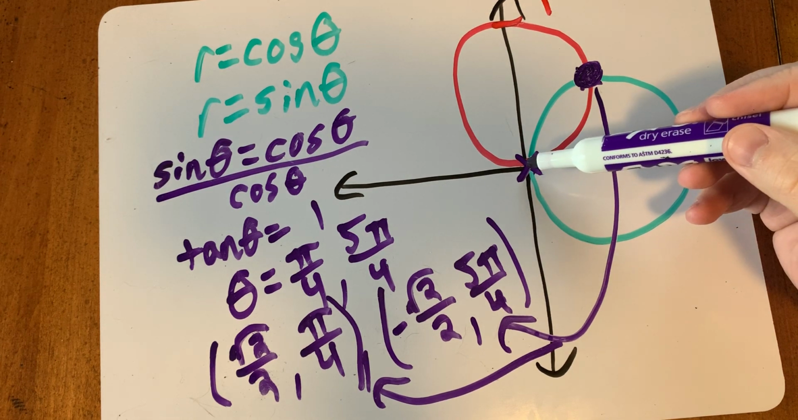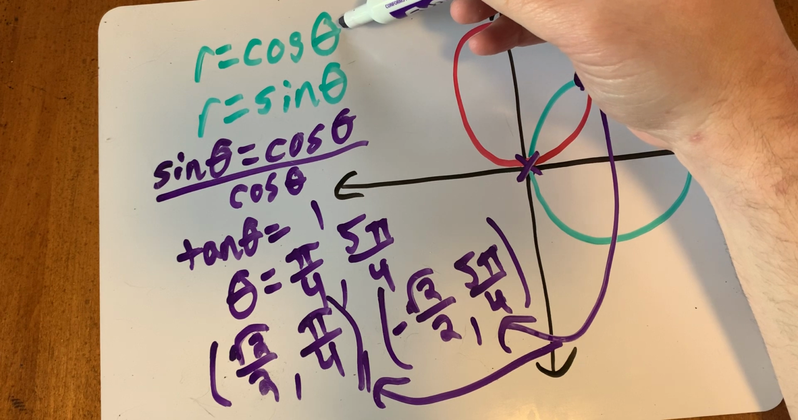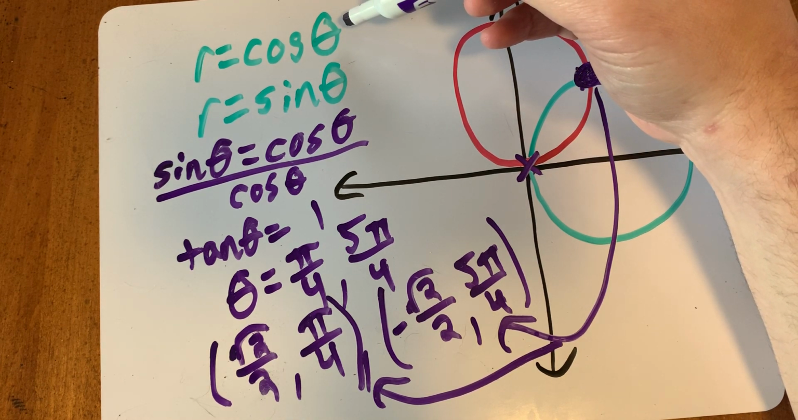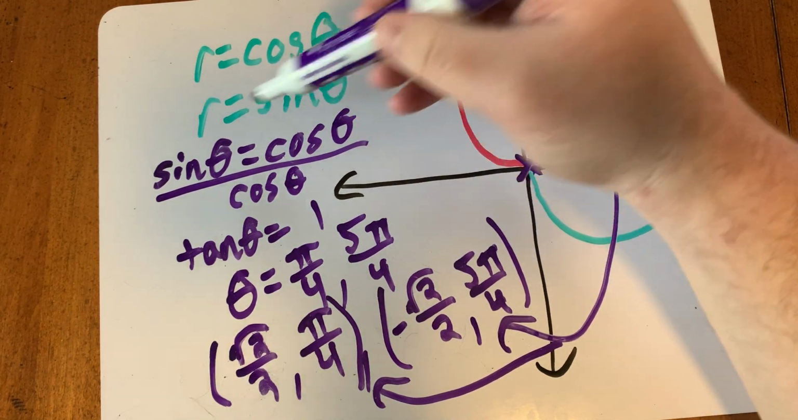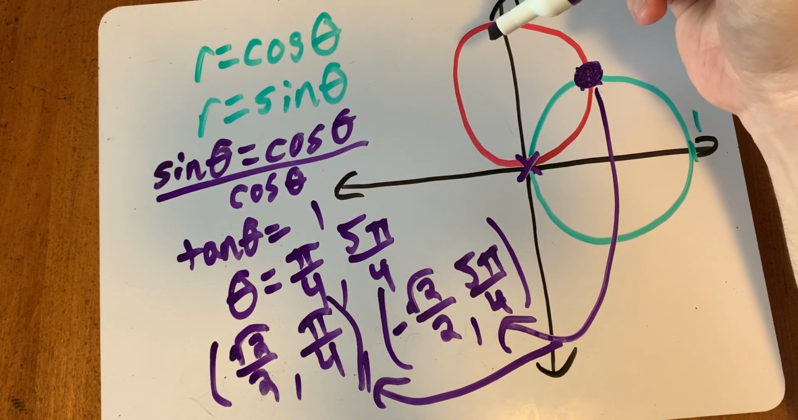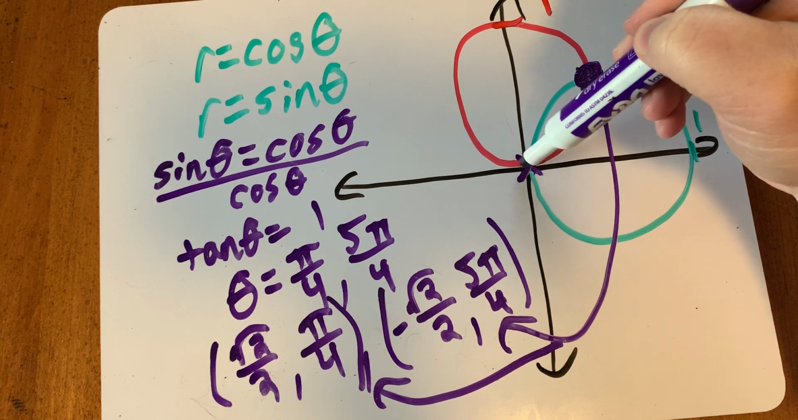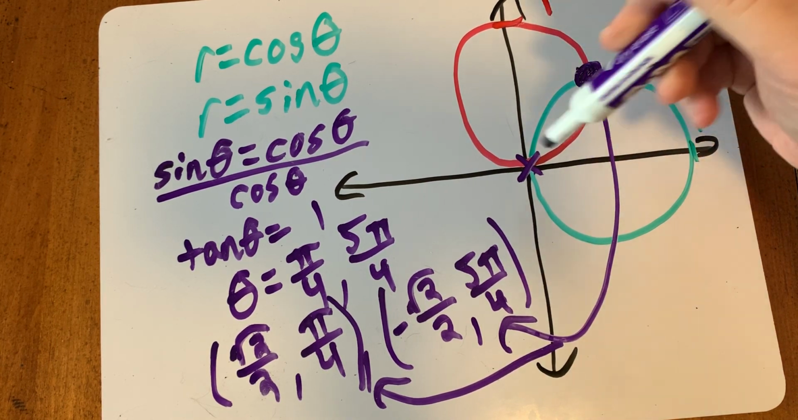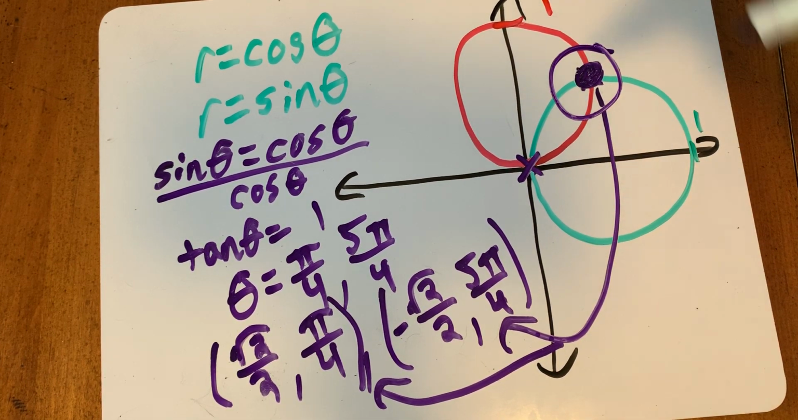If you did 0, 0, if you plug 0 in for the angle, well, cosine of 0 is 1. So when the angle's 0, they're at different places. Sine of 0 is 0. So there's no common angle that would make them be both 0 units away from the pole. So this is a physical intersection, but not a polar intersection. We just have one polar intersection here.